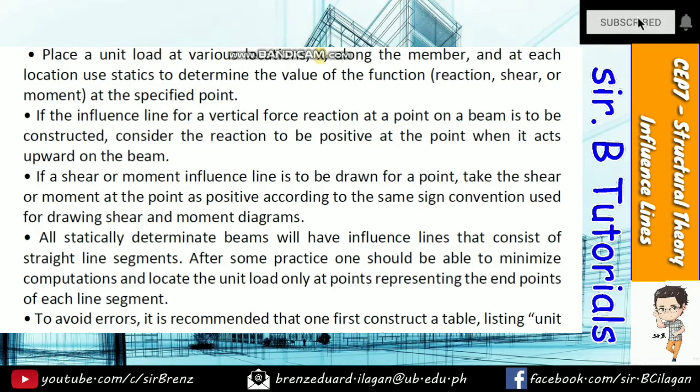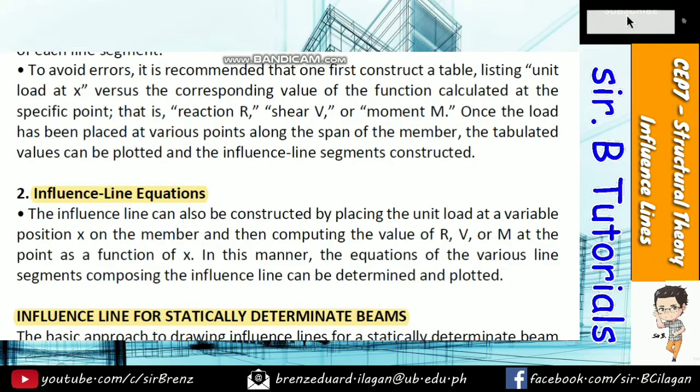After some practice, one should be able to minimize computations and locate the unit load only at points representing the endpoints of each line segment. And to avoid errors, it is recommended that one first construct a table listing the unit load at X versus the corresponding value of the function calculated at a specific point. That is the reaction R, shear V, or moment M. Once the load has been placed at various points along the span of the member, the tabulated values can be plotted and the influence line segments constructed.